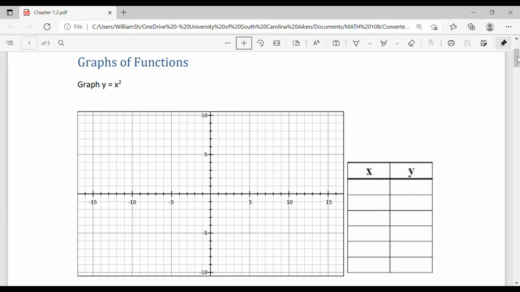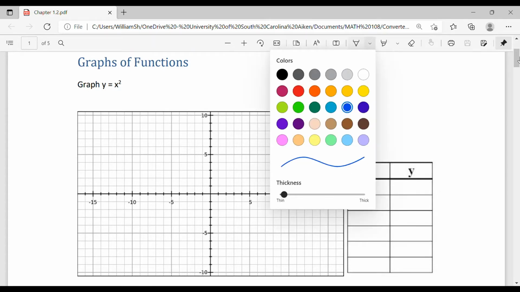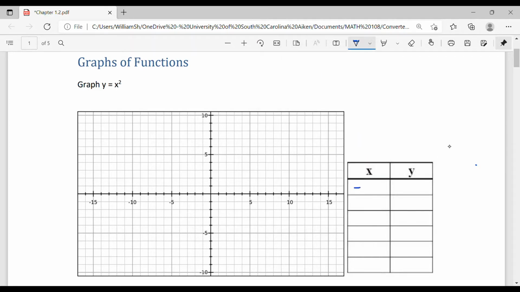So I'm going to choose some points for x, and after I choose those points for x, I'm going to solve for y, which should be pretty simple here because all I'm doing is squaring my x to get to my y. I'm going to start with -2 on my x, and -1, 0, 1, 2, and a 3.